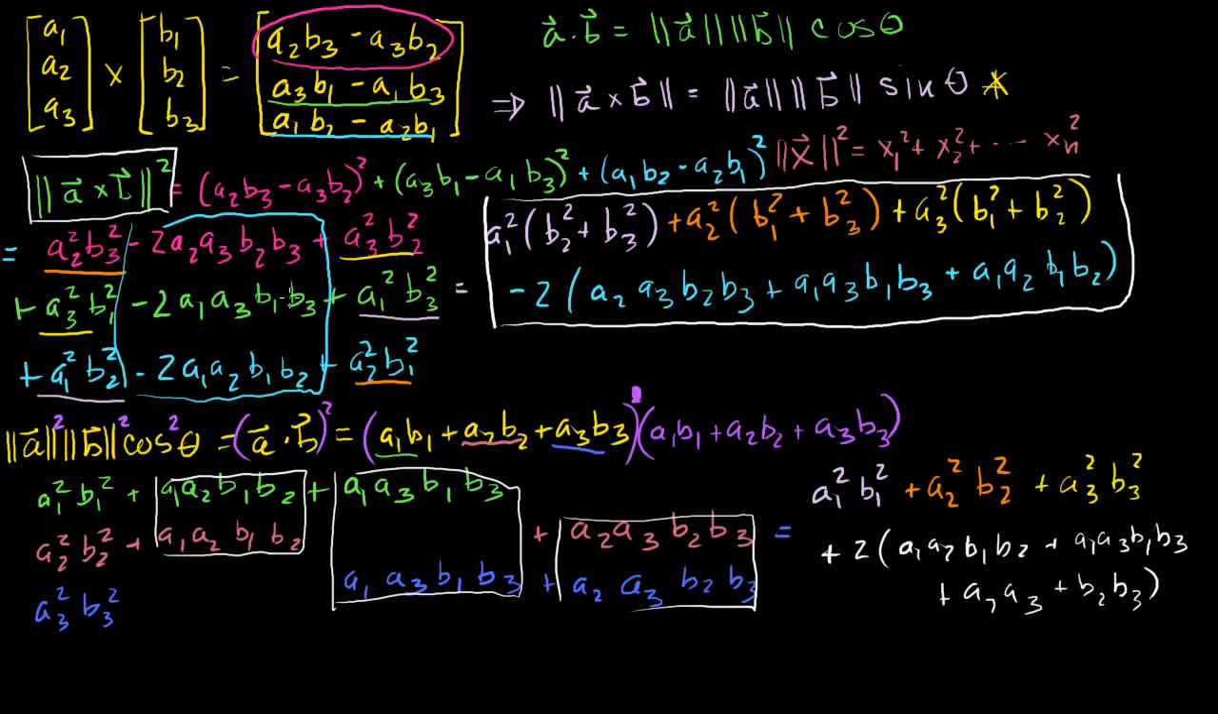And you might have noticed something interesting already. If you compare this term right here to this guy right there, they're the same thing. You have an a1, a2, b1, b2. a1, a2, b1, b2. This term and that term are the same. Let's look at the other terms. a1, a3, b1, b3. a1, a3, b1, b3. That term and that term are the same.